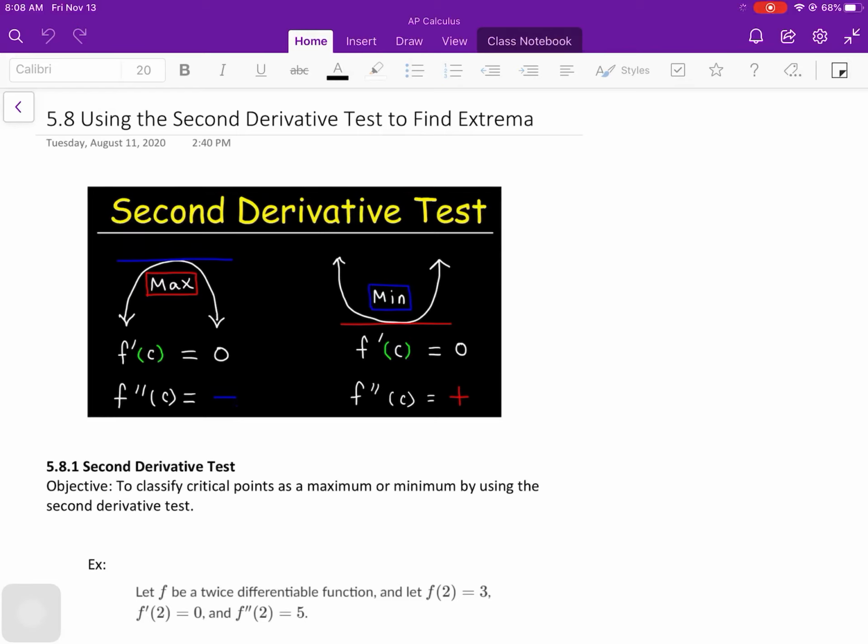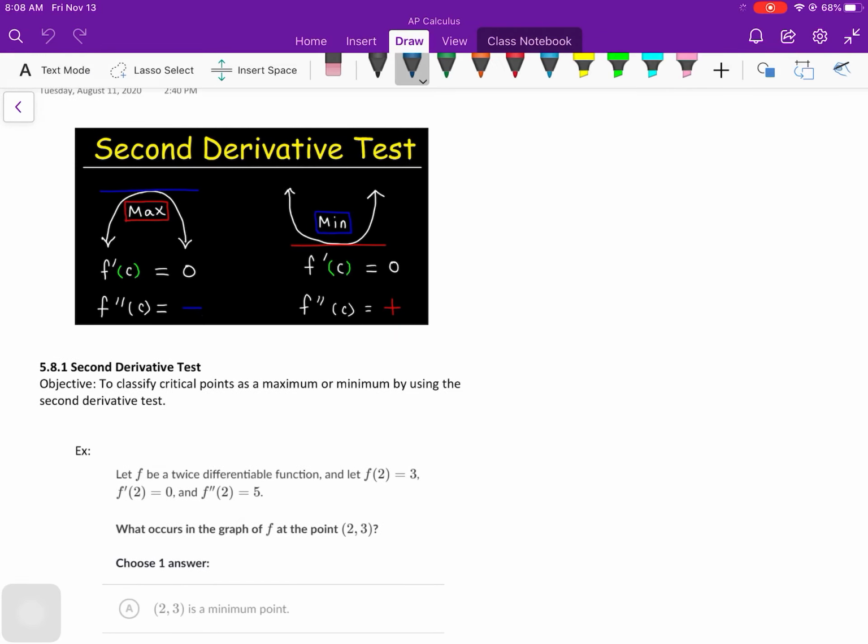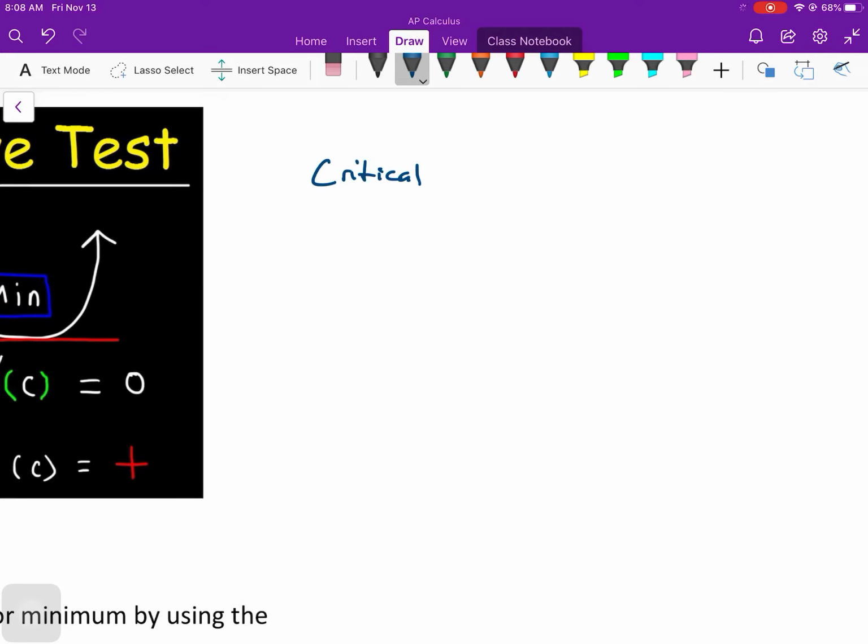So we can also use the second derivative test to determine if a critical point is a maximum or minimum. If you remember, a critical point is when f prime is 0, or when our derivative does not exist.